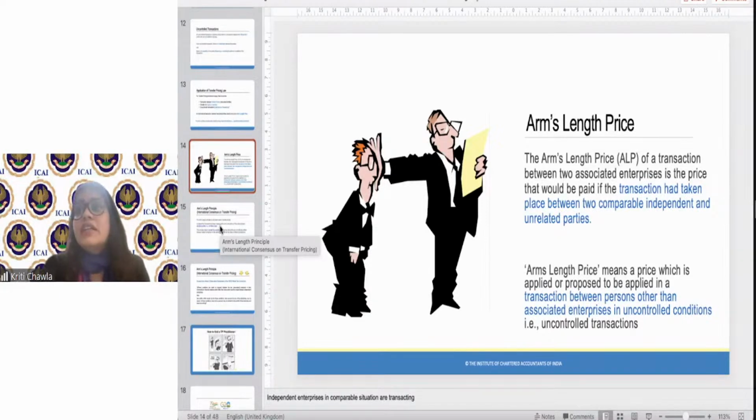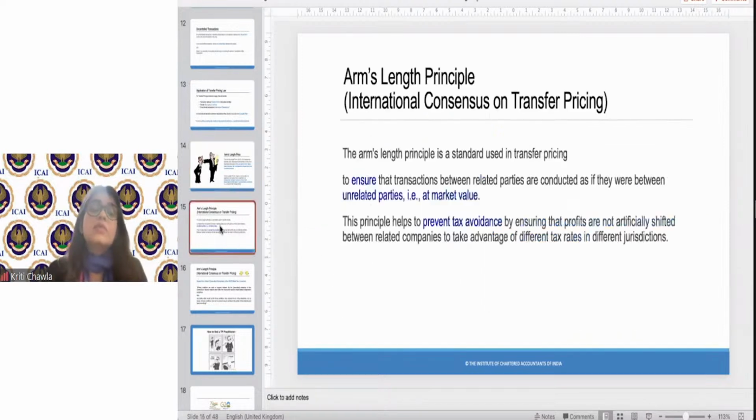Is it provided in the Indian law? Is it provided in international law? Well, yes, it is provided in international law. It is coming from something called the arm's length principle. The arm's length principle is basically a standard which is used by everyone worldwide. It is an international consensus to transfer pricing. When I say international consensus to transfer pricing, it basically means that it is being used worldwide.